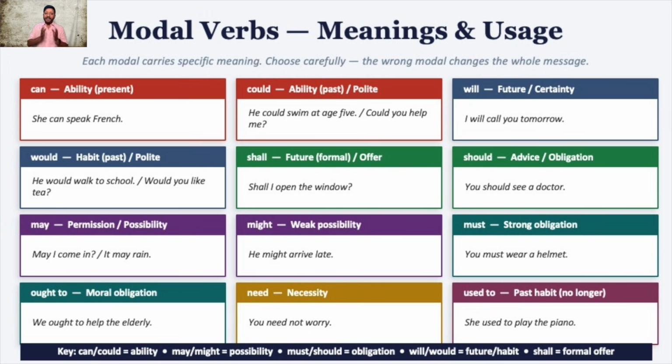If you use the word need, then it becomes a necessity. You need not worry. If you use the word used to, it is a past habit. She used to play the piano. Perhaps she used to smoke.